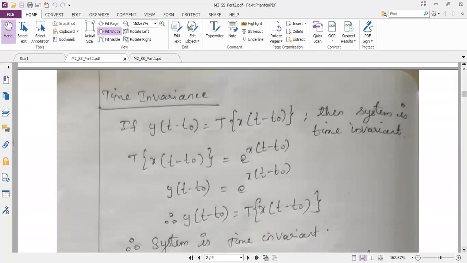Now, next property is I need to prove it is time invariance. What does my time invariance property say? I'm writing the property. I'm not writing with respect to the given question. If y of t minus t naught is equal to the operation on x of t minus t naught, if it is equal, then I can say the system is time invariant. That means here how much it is shifted, the same shift I should get at the output when I perform the operation called T on x.